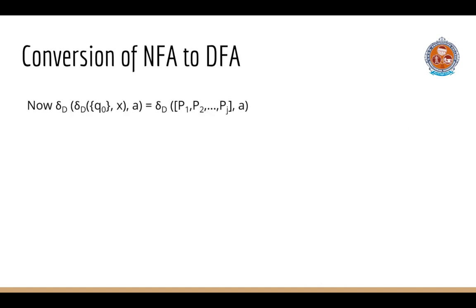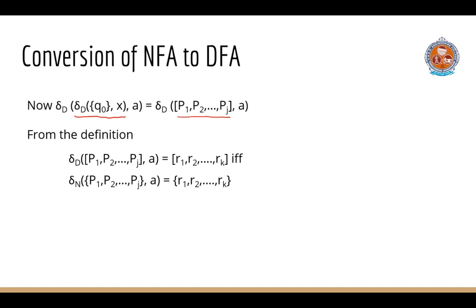Now delta D of Q0 comma xa is equal to delta D of [P1, P2, so on, Pj] comma a. So this is nothing but the hypothesis; from the hypothesis, we have replaced it by [P1, P2, so on, Pj]. From the definition, delta D of [P1, P2, so on, Pj] comma a is equal to [R1, R2, so on, Rk] if and only if delta N of {P1, P2, so on, Pj} comma a is equal to {R1, R2, so on, Rk}. In the DFA, what happens means delta D of Q0 comma xa is equal to [R1, R2, so on, Rk] if and only if delta N of Q0 comma xa is equal to {R1, R2, so on, Rk}.